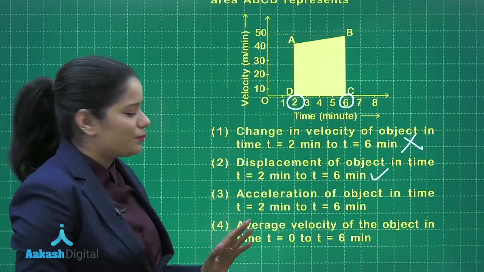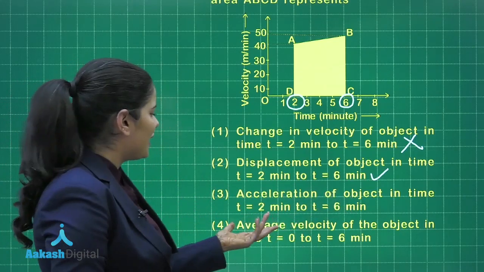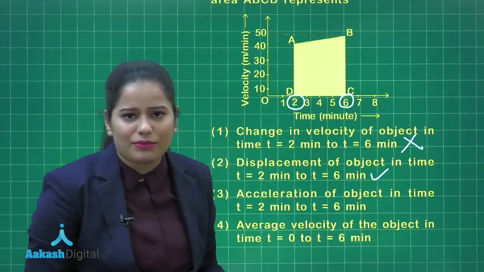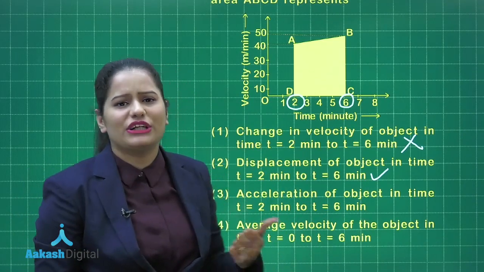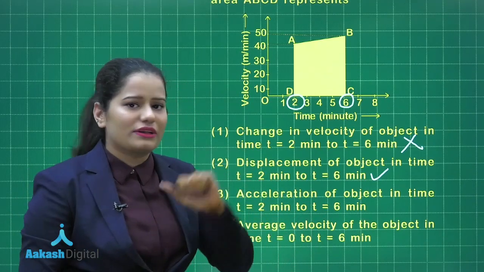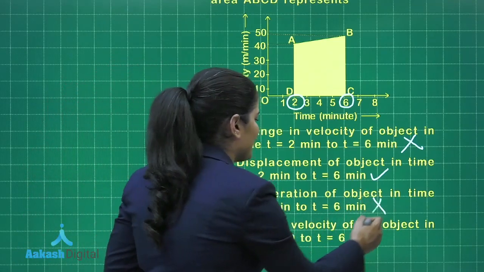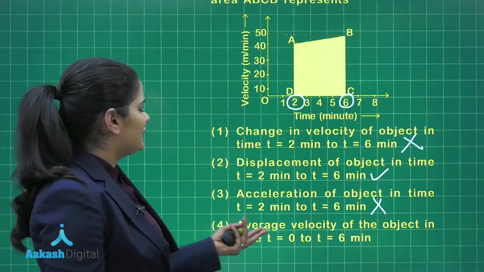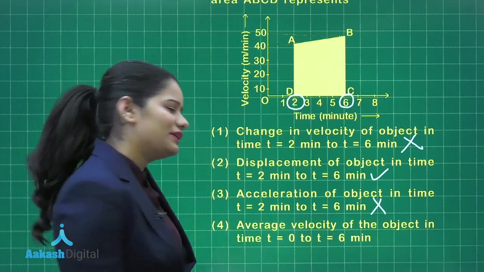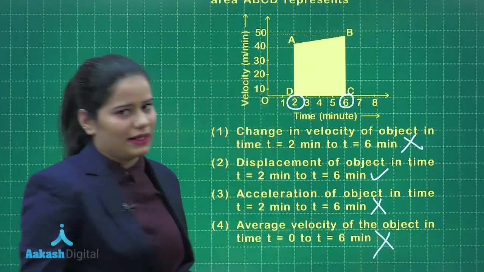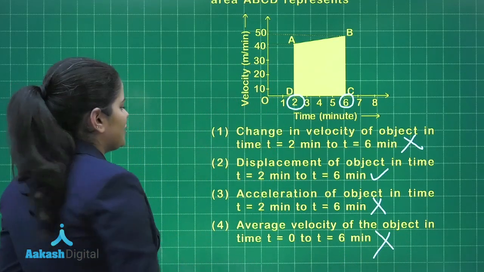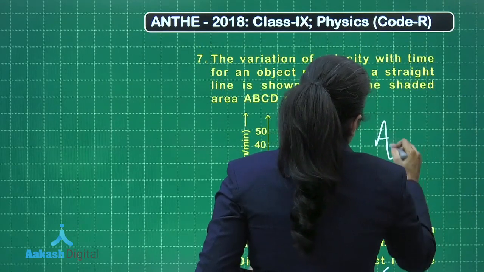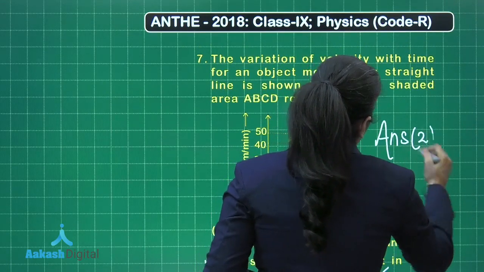If we go by third option, that says acceleration of the object in time t is equal to 2 minutes to t is equal to 6 minutes, we know from velocity time graph, if you need to find out the acceleration, you need to calculate the slope and not the area under the curve. So this is also incorrect. And this one that says average velocity of the object in time interval t is equal to 0 to t is equal to 6 minutes, this is also incorrect. So which option is the correct option? That is option number 2. Let's write it here also. The answer of this question is option number 2.